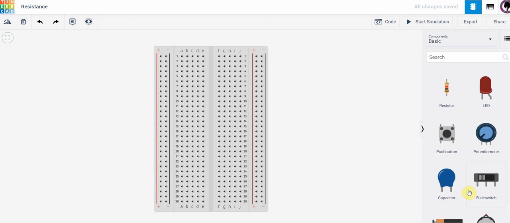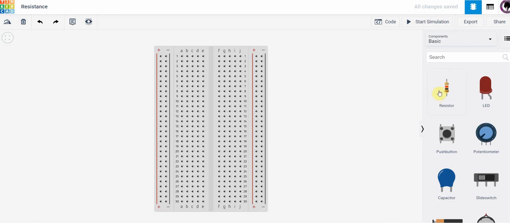In this Tinkercad video we're going to take a look at something called resistance. In any electric circuit there's a certain amount of resistance, and that resistance will determine how much electricity flows, or the current that flows in a circuit. So we're going to take a look at resistance in this video.